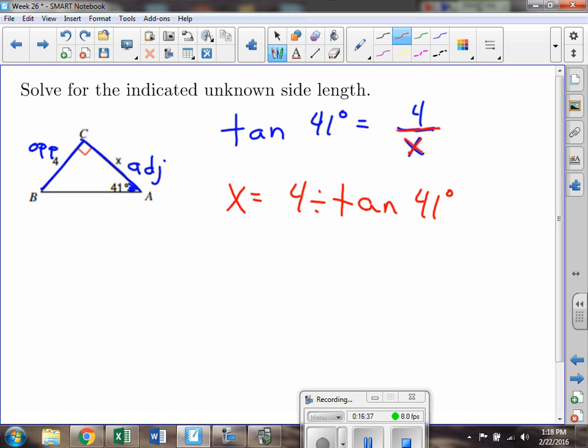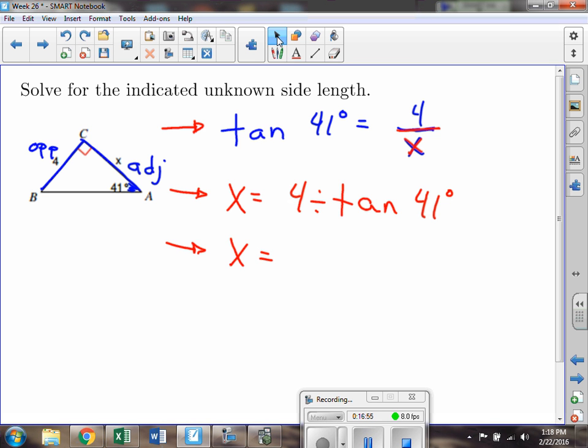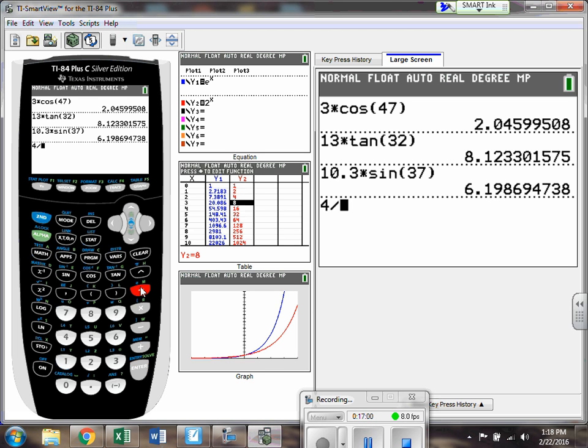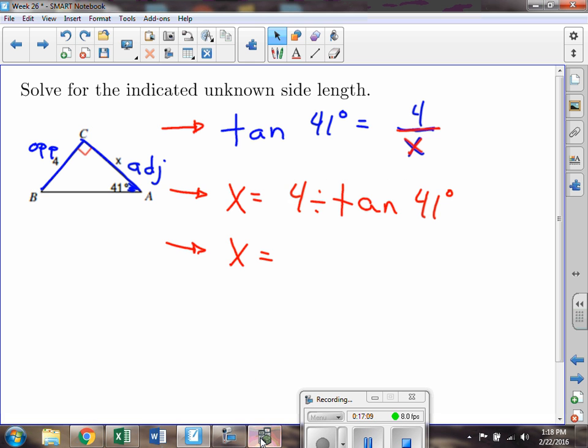Well, that's fine. They still show me setting it up. They still show me what they're going to put in their calculator, and then they actually use the calculator to get their answer. I don't care which method you use. All 4 of them are valid. All 4 of them are correct. And I'd like to go through and actually use the calculator now to get the answer. 4 divided by the tangent of 41 degrees gives us the answer 4.60. So x is equal to 4.6. All 4 of those are good. None of them are my favorite way of doing it.